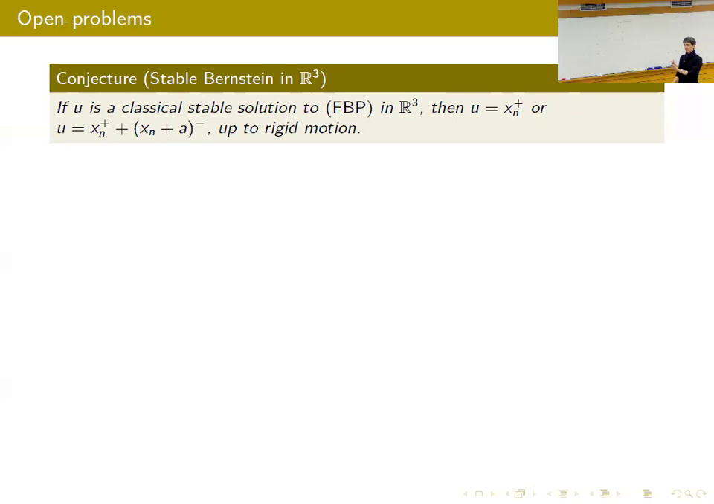And I have a couple more minutes. Oh wow, okay, fantastic. So I'll end with a few open problems. Of course, the first open problem is really the stable Bernstein problem in R3, the full conjecture. Can you establish it? It would be great to get this result, but it seems, at least for the moment, that these techniques will not be enough to get there.